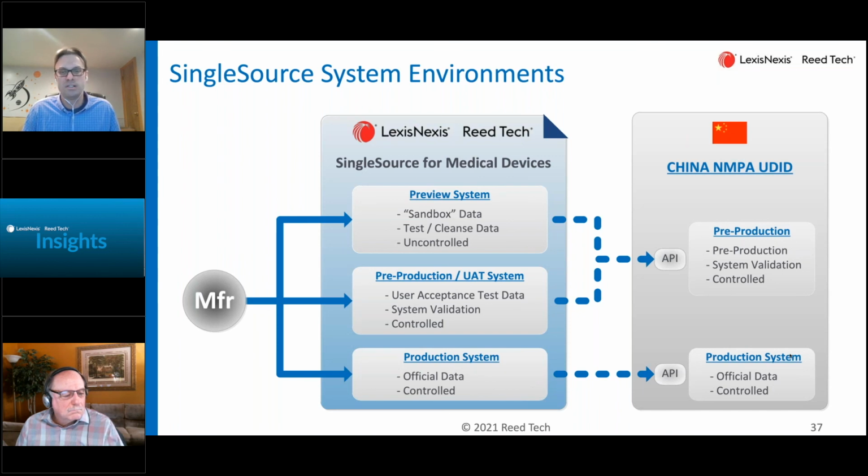And ultimately, the production system, which is controlled, is the official data that is loaded into our system and leveraged for real production submissions to the production databases. In this case, it would be the NMPA production UDID.